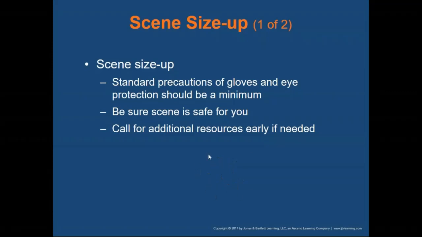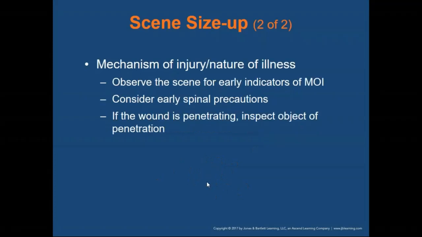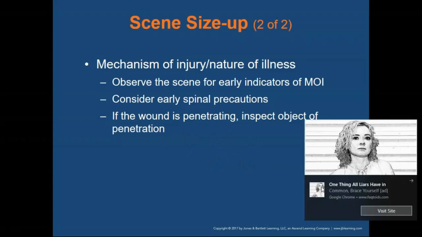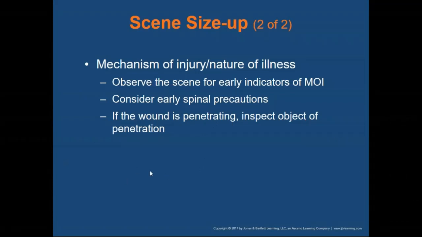Going back to our good old algorithm, scene size up, scene safety, same old thing as always. I'm not going to spend time on it. Mechanism of injury. What was the mechanism of injury? Is it a mechanism of injury that involves the need for spinal precaution, spinal immobilization? Then we're going to do it. We need to get a non-rebreather mask on this patient. We need to provide the highest FiO2 that we can to the patient, closer to 100 the better. Maybe we need to provide positive pressure ventilation.